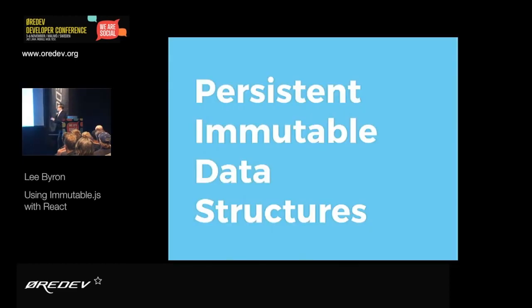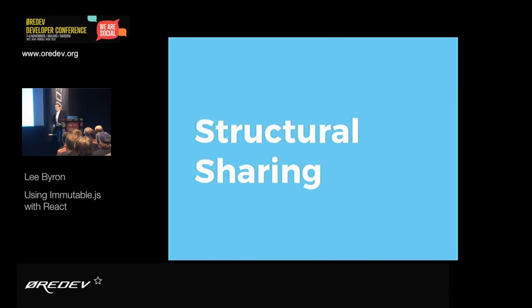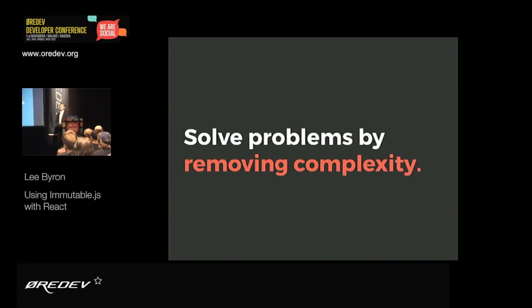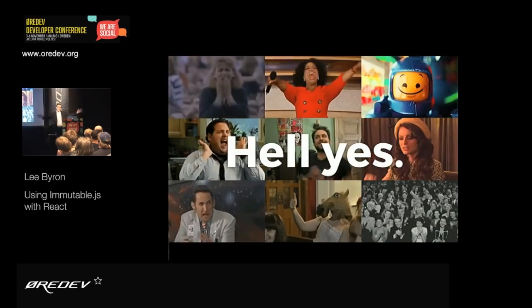All right, so to overview, this is persistent immutable data structures. While they may appear slow from the get-go, under the hood they can be made very, very fast because of this technique called structural sharing. This allows us to get rid of our mutable state Stockholm syndrome without giving up performance. We can solve problems by removing complexity rather than by adding it. And I think that is something that is very exciting.